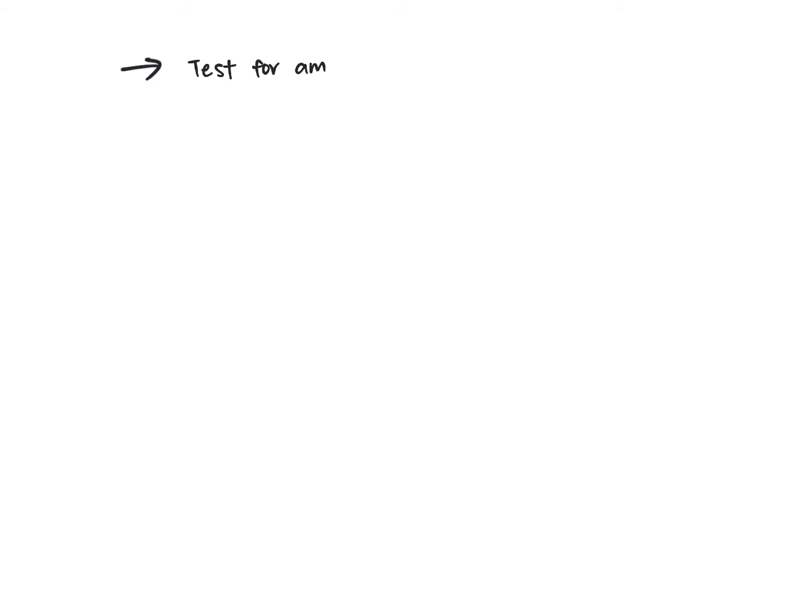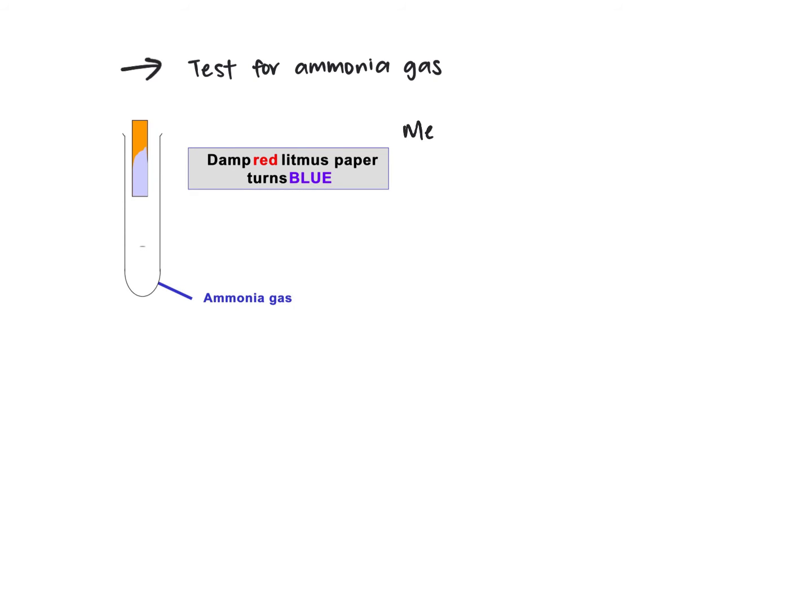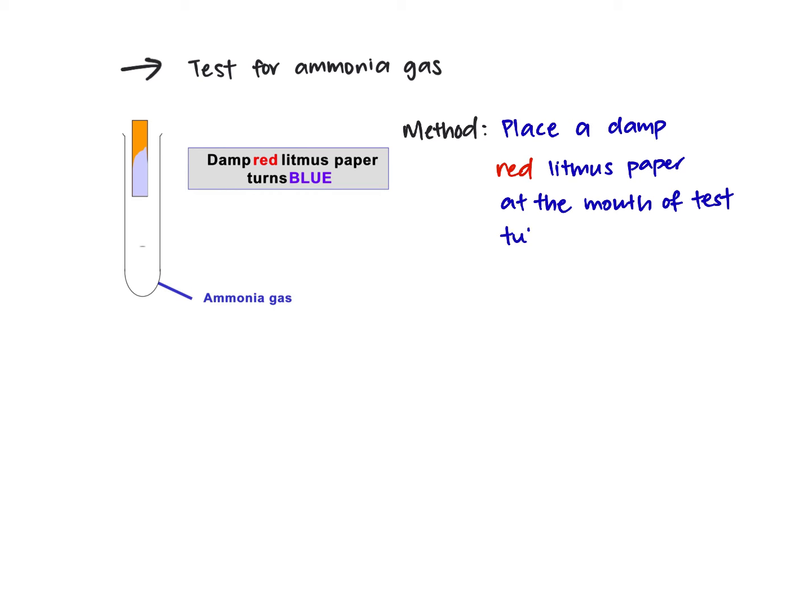Now, how do we test for ammonia gas? We use litmus paper, which is red, dip it in water, so it is called damp red litmus paper. So place a damp red litmus paper at the mouth of the test tube or near the gas. A positive result is that the damp red litmus paper turns blue.